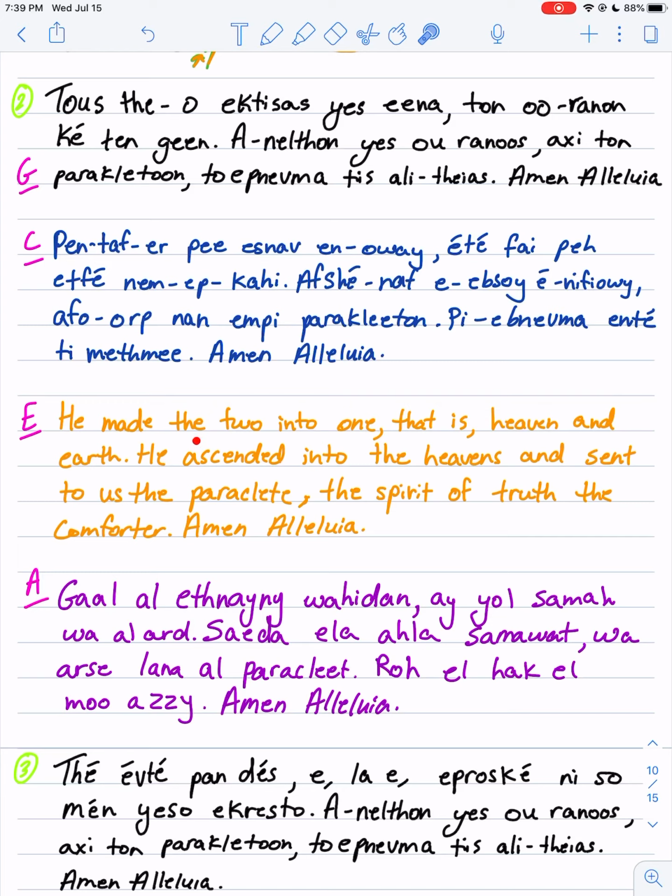He made the two into one, that is heaven and earth. He ascended into the heavens and sent to us the Paraclete, the Spirit of truth, the Comforter. Amin. Alleluia.